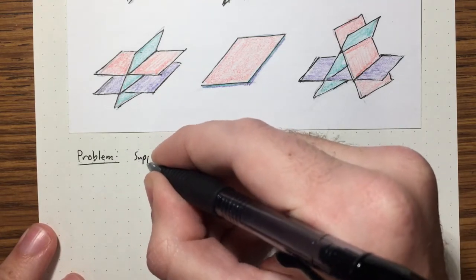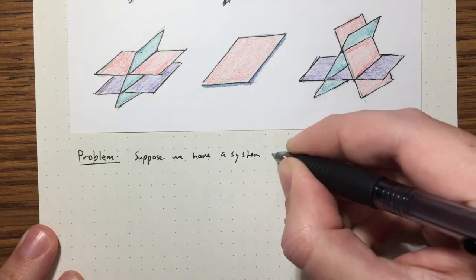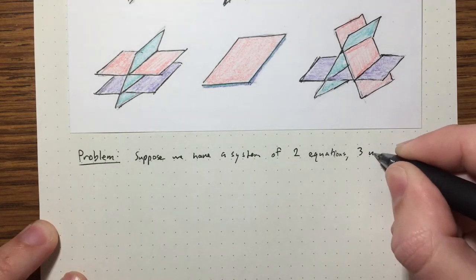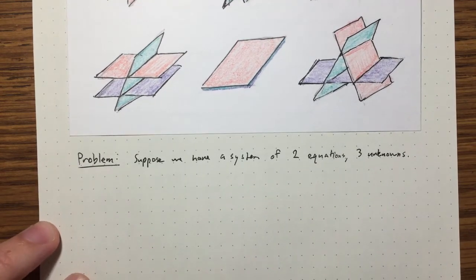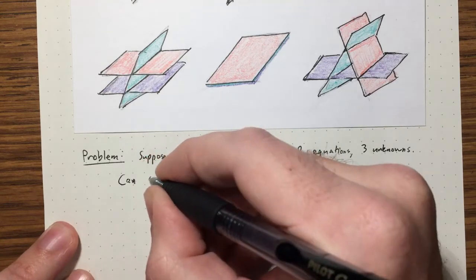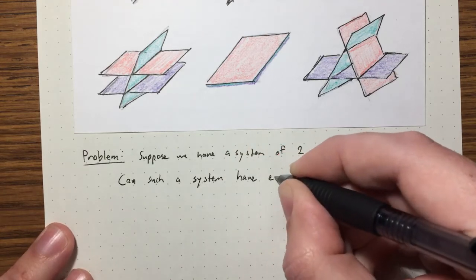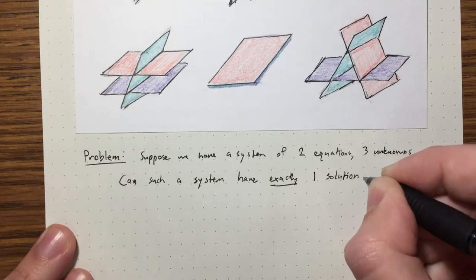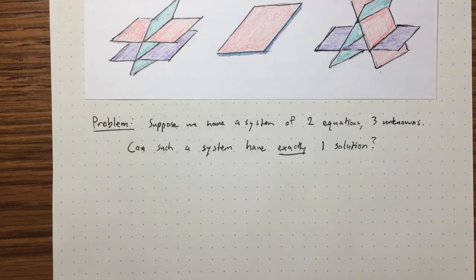Okay, so let's suppose we have a system of 2 equations in 3 unknowns. Okay, there's 3 variables, but only 2 equations. So here's my question. Can such a system have exactly 1 solution? Okay, so you can take a bit of time to think about that, and the hint is to think geometrically.